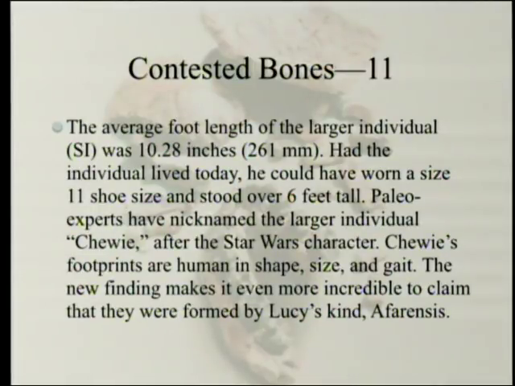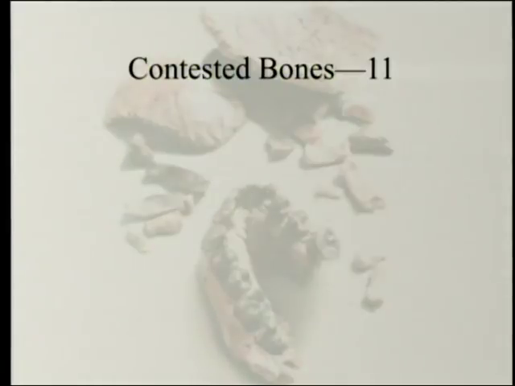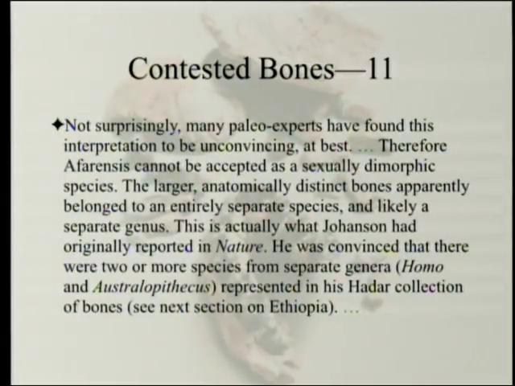Chewie's footprints are human in size, shape, and gait. The new finding makes it even more incredible to claim that they were formed by Lucy's kind, afarensis. Not surprisingly, many paleo experts have found this interpretation to be unconvincing at best. Therefore, afarensis cannot be accepted as a sexually dimorphic species, with the males being big and the females being small, and the males looking human and the females looking ape.